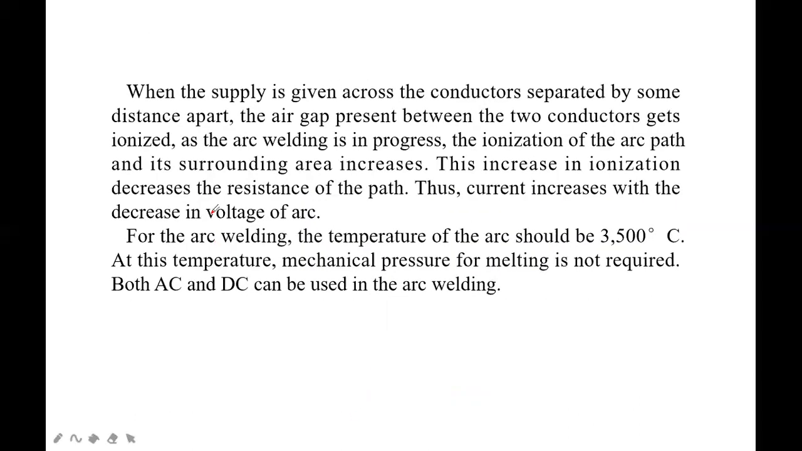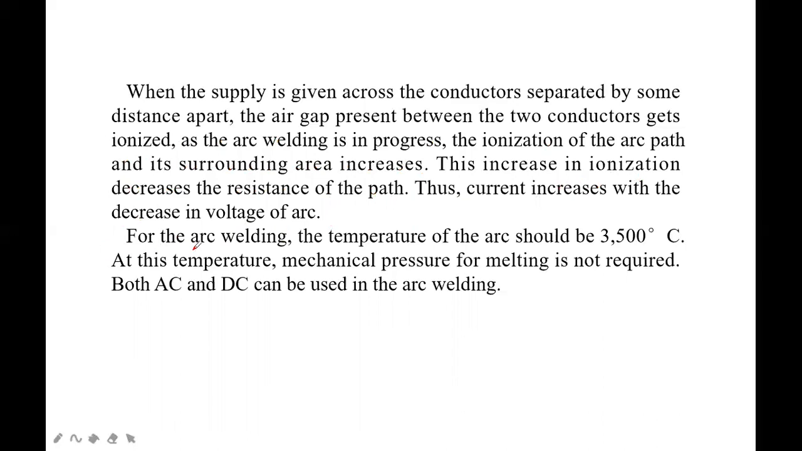When the supply is given across the conductors separated by some small distance apart, it is mandatory to form the arc. The air gap present between the two electrodes gets ionized, which forms the arc. As the arc welding is in progress, the ionization of the arc path and its surrounding area increases. This increase in ionization decreases the resistance of the path. Only when resistance decreases is heat produced there. Thus the current increases with the decrease in voltage of the arc. Actually it is a basic point.